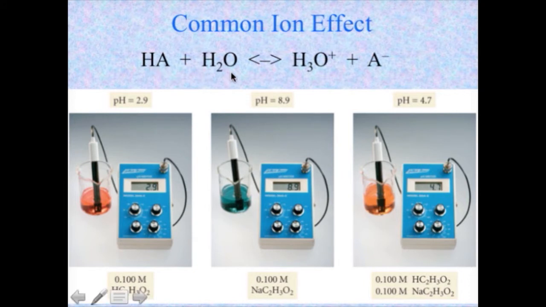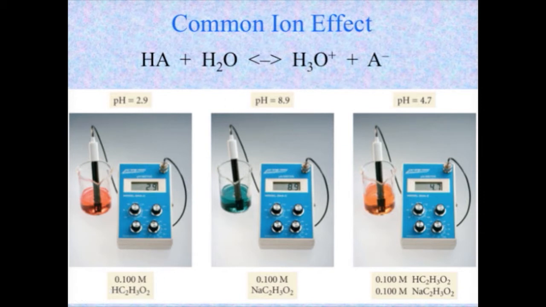So here's an example of the common ion effect at work. Here you have a weak acid reacting with water, forming hydronium ion and the conjugate base. So what do we do to see the common ion effect? We put in some of the conjugate base, the salt of the conjugate base. And what that's going to do is to drive the reaction toward the reactant side. It's going to reduce the amount of A-. It's also going to reduce the amount of hydronium ion. And of course, it's the hydronium ion that controls the pH after you take the negative log of it.